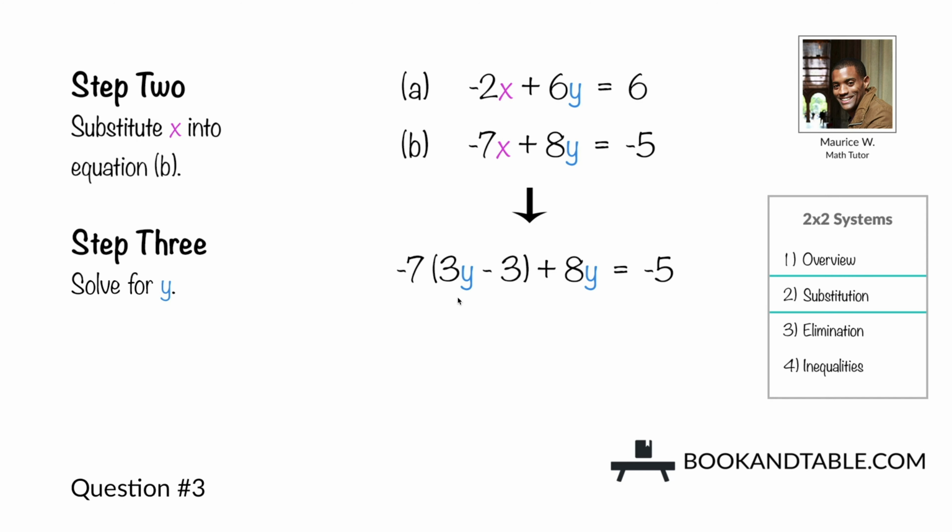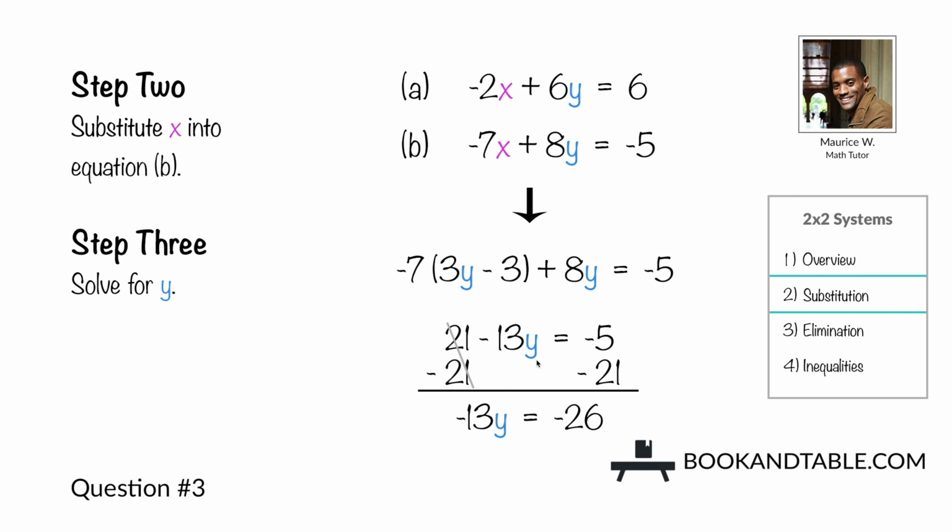Negative 7 times 3y would be equal to negative 21y. And negative 7 times negative 3 would be positive 21, plus 8y is equal to negative 5. We can combine the like terms, negative 21y and positive 8y, which would give us negative 13y. And now we can solve for y. So we'll subtract 21 from both sides, giving us negative 13y is equal to negative 5 minus 21, which is negative 26.